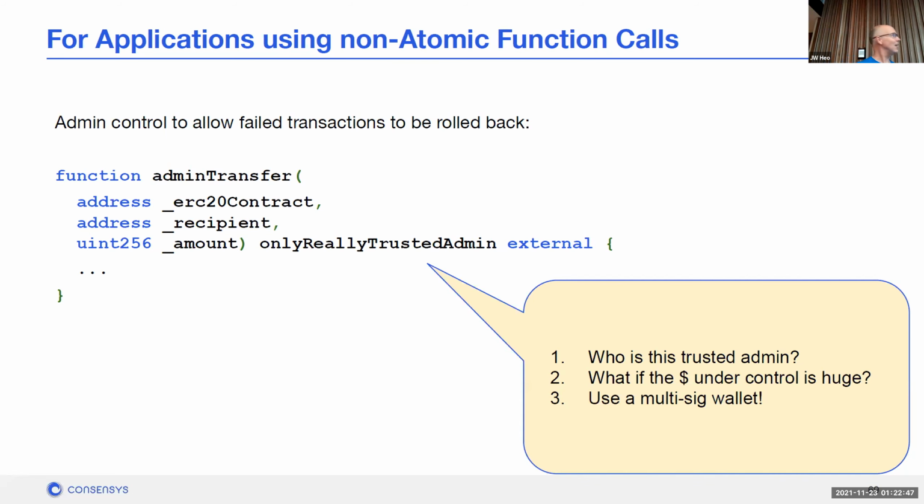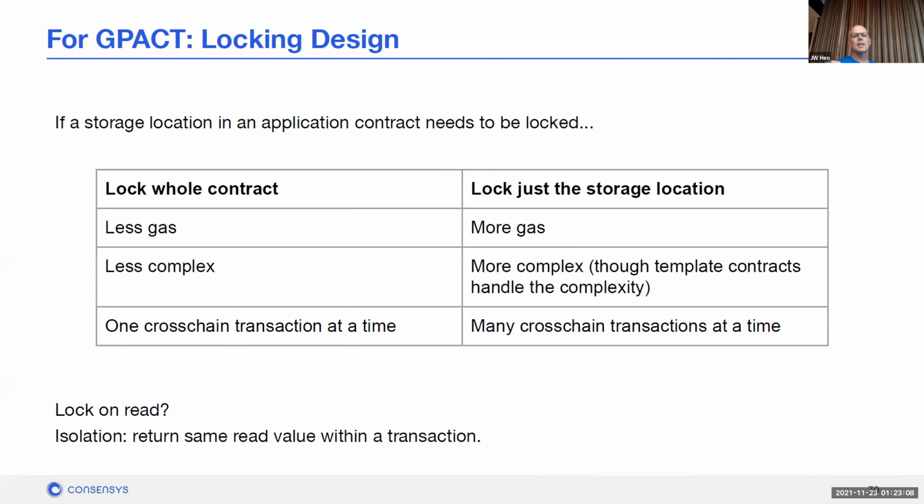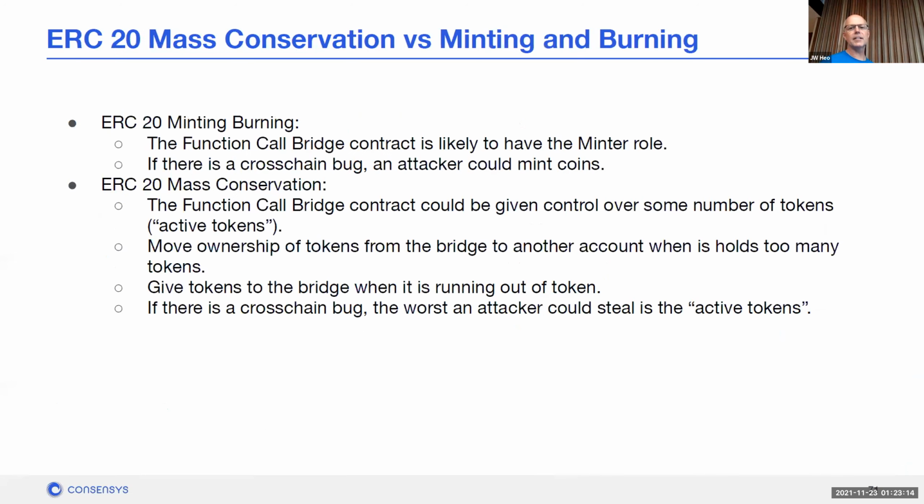Yeah. So the idea of having some admin transfer function is, I think, reason enough to say, let's have an atomic protocol and not have one of these non-atomic protocols. Because if you've got an atomic protocol, you don't need this, because it's either all going to go through or it's all going to be reverted. So you can have different locking designs as well. I won't go into that.